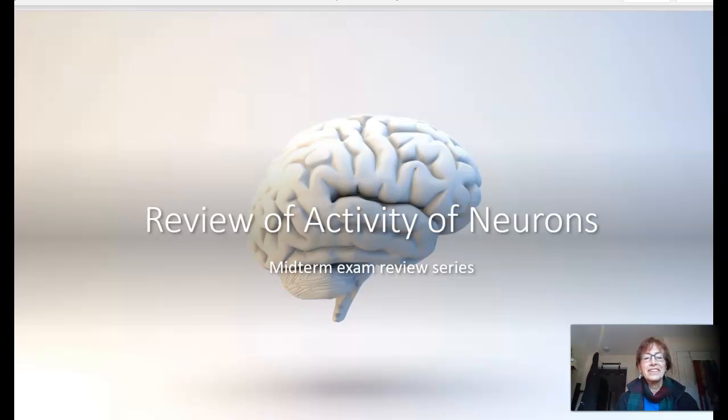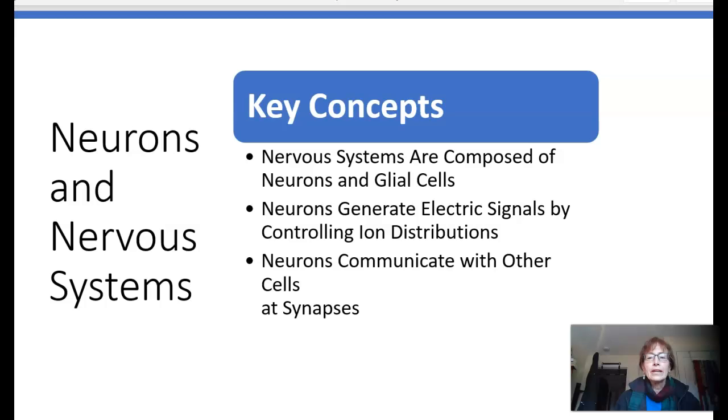For our next installment of this neuroscience series, we're going to look at the activity of neurons. The key concepts we're going to talk about are: what are neurons and what are the supporting cells, those glial cells? How do neurons operate? By now you're pretty expert in this, but I'll go through it again. And then how neurons communicate with each other at the synapses.